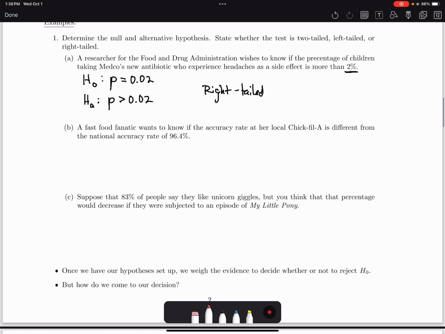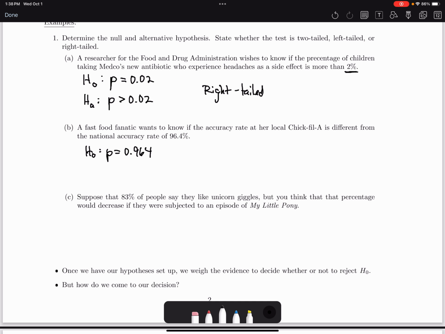Part B. A fast food fanatic wants to know if the accuracy rate at her local Chick-fil-A is different from the national accuracy rate of 96.4%. So she wants to know if the accuracy rate is different from 96.4%. Well, the null hypothesis would say, no, it's not different. It's the same, right? The null hypothesis would be that P equals 96.4%. And again, I'm stating that as a decimal.